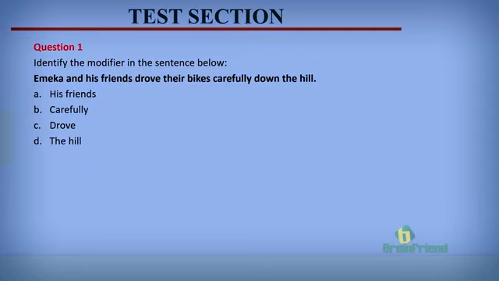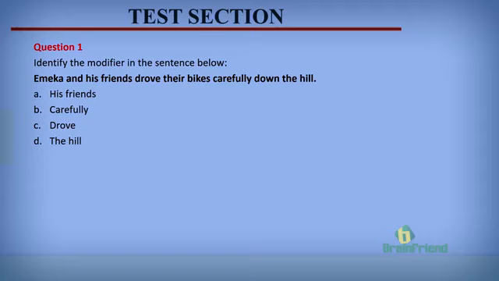Our question for today says, identify the modifier in the sentence below. Emeka and his friends drove their bikes carefully down the hill. What is the modifier in this sentence? Is it A, his friends, B, carefully, C, drove, or D, the hill?